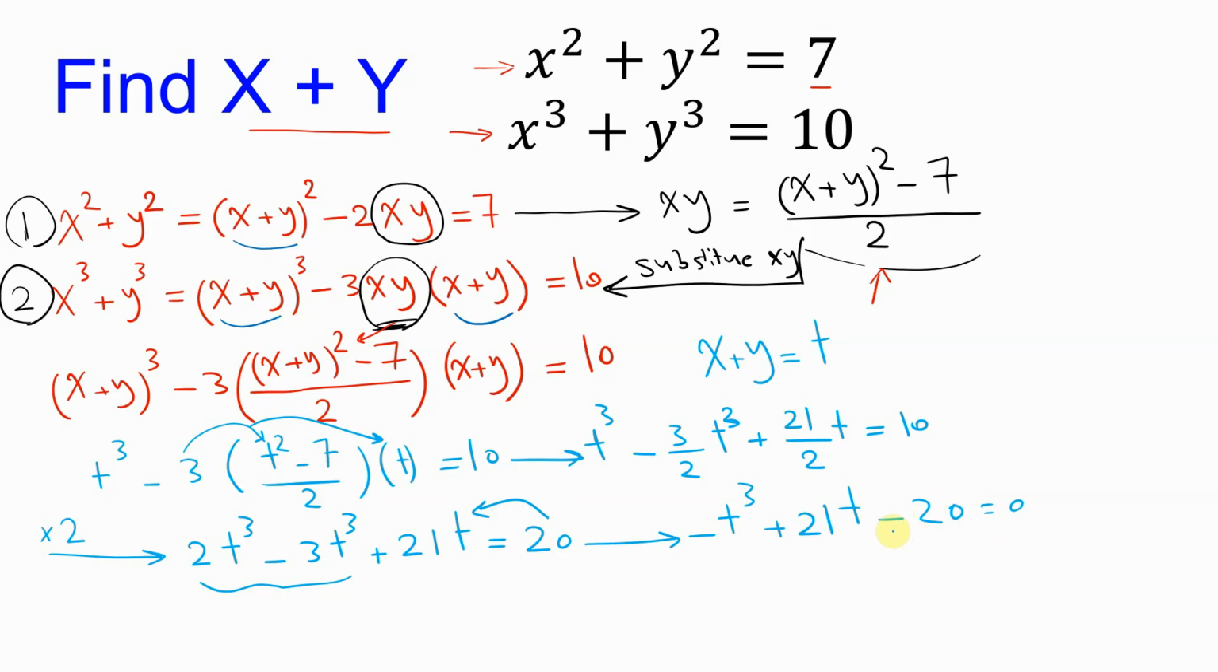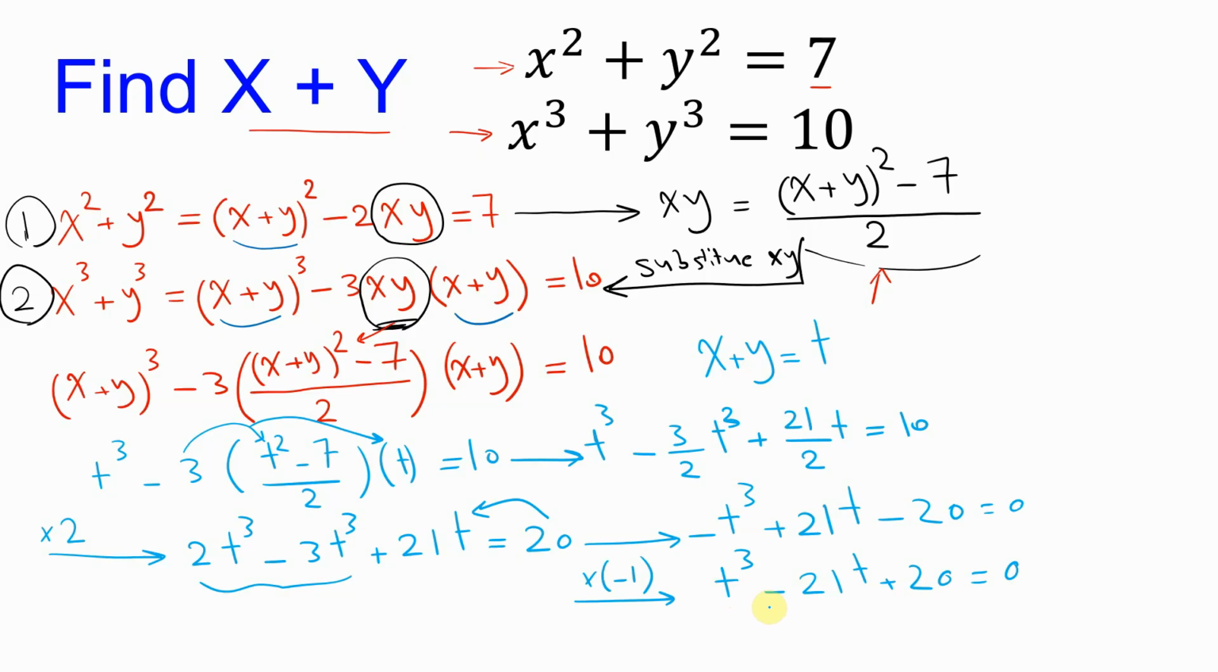Now, for the sake of simplicity again, I can multiply this by -1. So we have our final equation, t cubed minus 21t plus 20, which is equal to 0. I just multiply this equation by -1. So this is our final equation, which just has one variable, which is t.